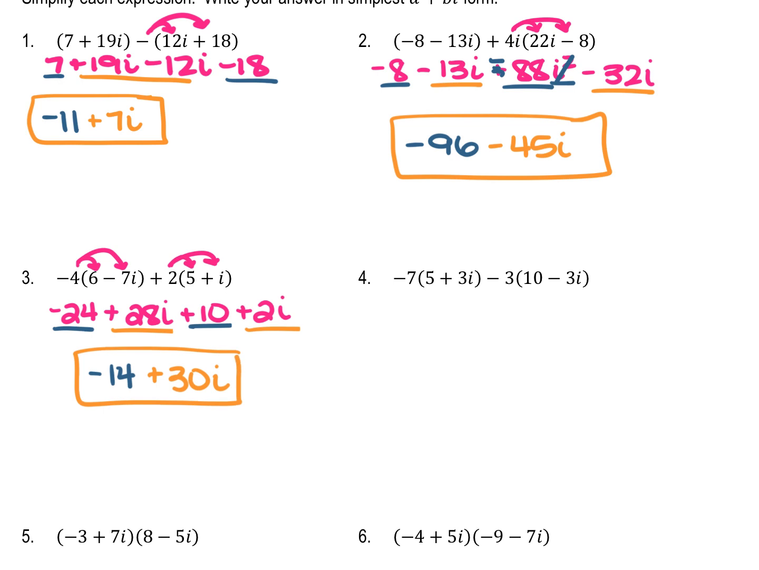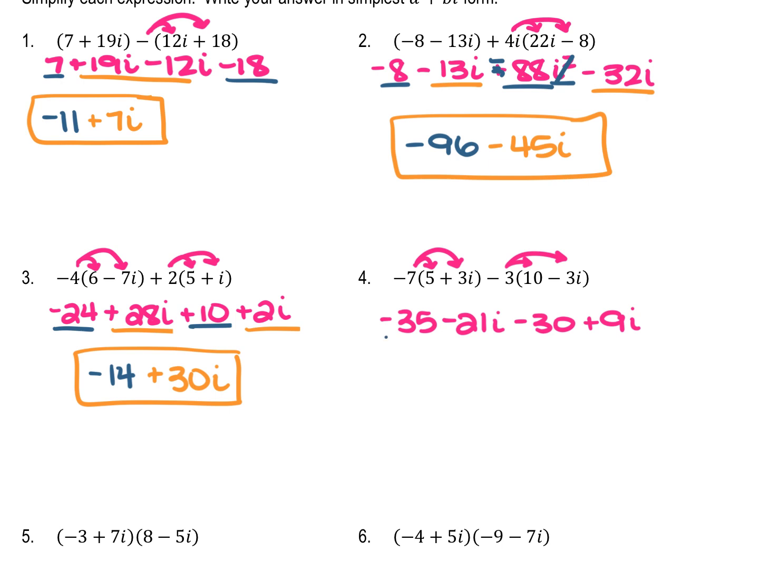For number 4, you have negative 7 times 5 plus 3i minus 3 times 10 minus 3i. So we're going to distribute that negative 7 in first. So negative 7 times 5 is negative 35. Negative 7 times 3i is negative 21i. Next, we'll distribute the negative 3 in to the 10 minus 3i. So negative 3 times 10 is negative 30. And negative 3 times negative 3i is positive 9i.